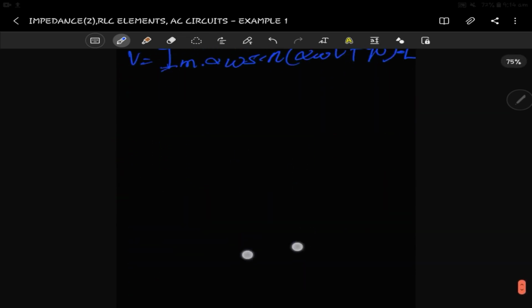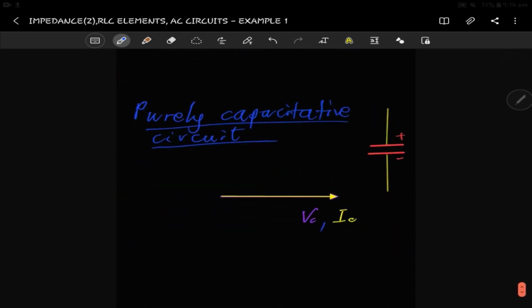Now we move on to a purely capacitive circuit.